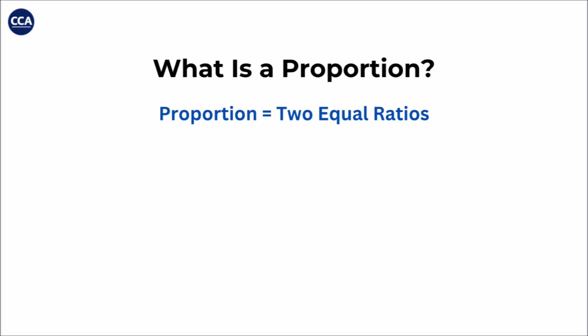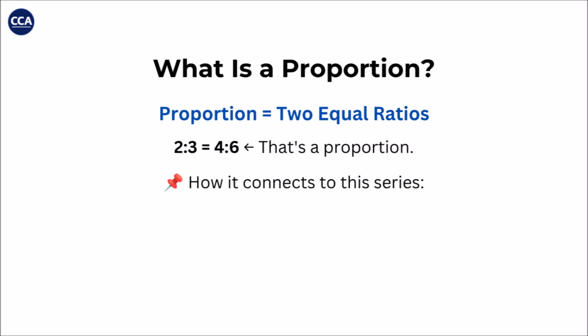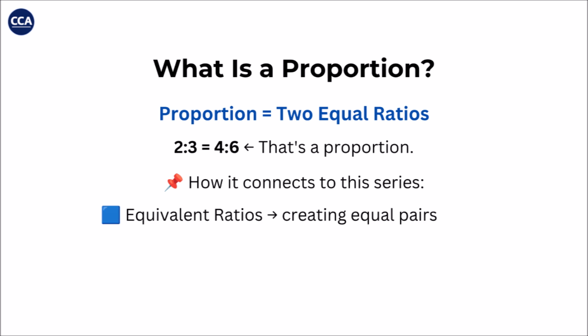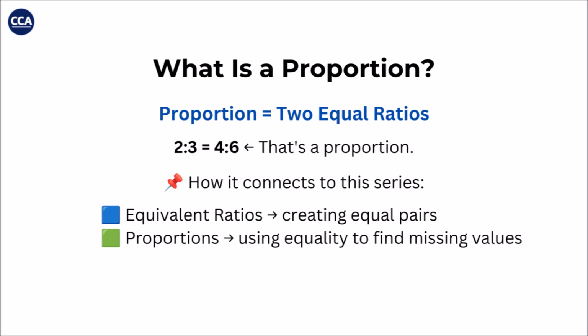You already know what equivalent ratios are from lesson 2 in this series. 2:3 equals 4:6. That's a proportion. Written as fractions, 2/3 equals 4/6. Still a proportion. The difference between equivalent ratios and proportions is simple. Equivalent ratios: you're creating matching pairs. Proportions: you're using that equality to find a missing value.